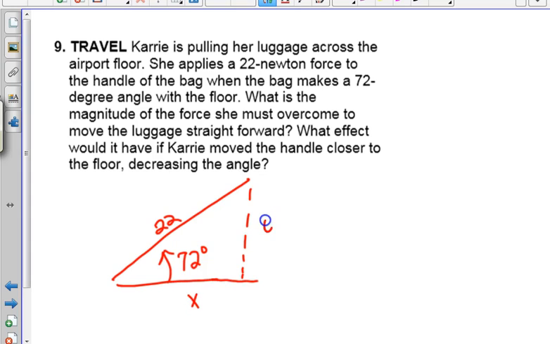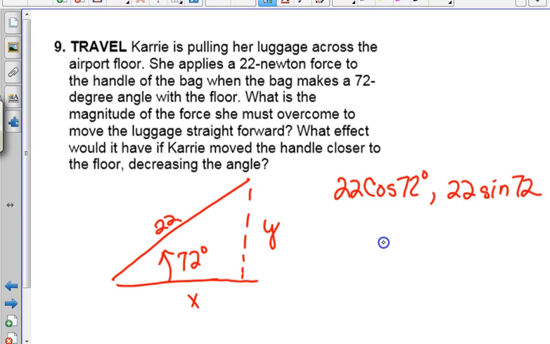Well, let's do the components while we're thinking about this. 22 cosine of 72 and 22 sine of 72. Where did I put my calculator?